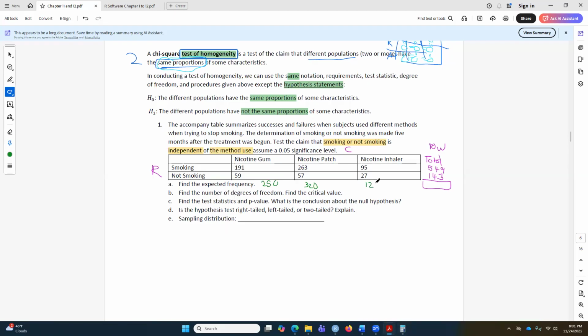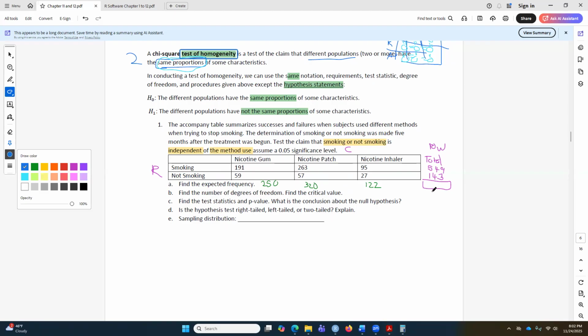So what is the column total? This blue, the green one, what is the column total? That means 250 people use the nicotine gum to quit smoking, and 320 use the nicotine patch, and 122 use the nicotine inhaler. Okay. And this 191 means that those who use the nicotine gum are still smoking. And for 59, those who use the nicotine gum quit smoking, and so on and so on. So make sure you know the difference between the column, which is the blue and green, and the row, which is the purple in this case.